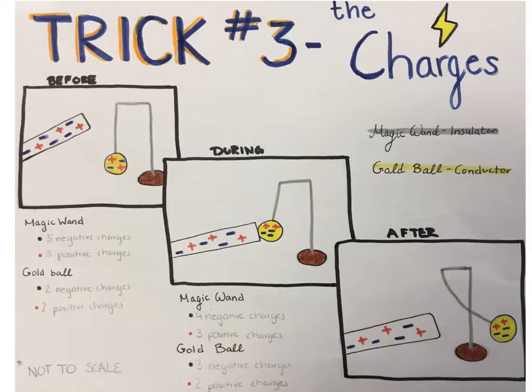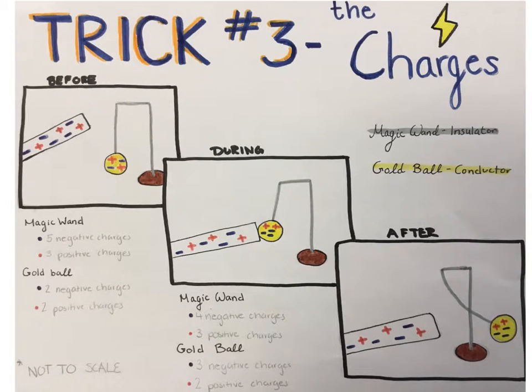In this trick, the magic wand is the insulator, and the gold ball is a conductor. At the beginning, the magic wand has 5 negative electrons and 3 positive charges, meaning it has an overall negative charge. The gold ball, on the other hand, has equal charges, 2 positives and 2 negatives, meaning it is neutral. However, once the wand touches the ball, it gives off 1 electron to the ball, making it now have a negative charge as well. Because both have negative charges, they avoid each other.